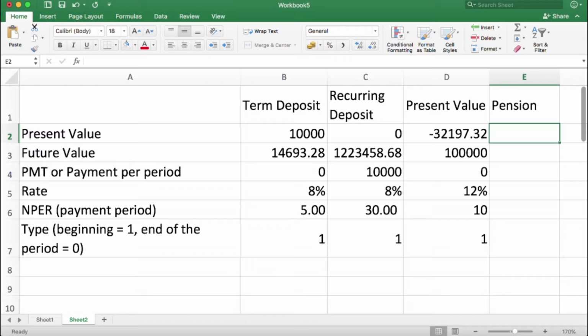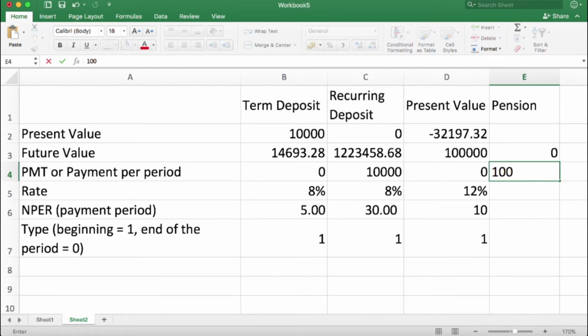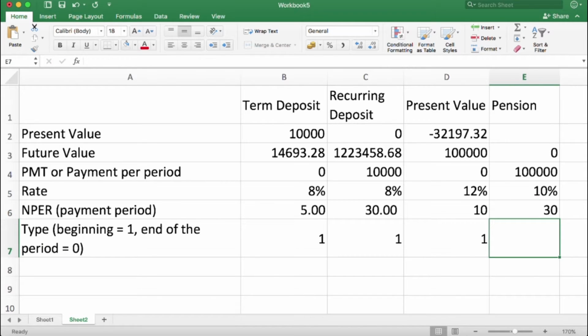So this is a pension problem. Let's try to put in the numbers. Present value is what we want to know. Future value is 0. Payment per period, how much we are going to get every period, is 100,000. Rate of interest is given as 10%. Let's make this a percentage. NPER is 30 years, we are going to get the pension. Our pension starts at the end of the period, therefore the type is equal to 0.